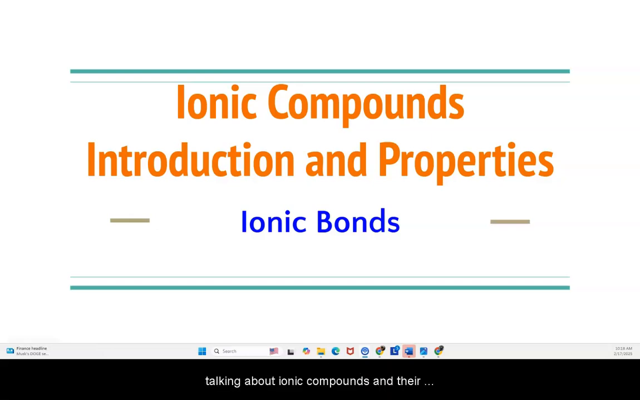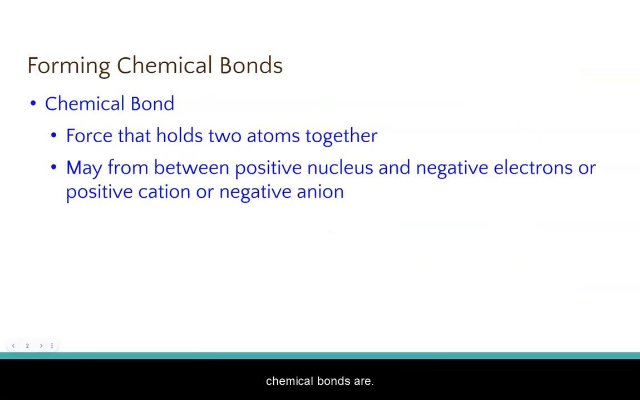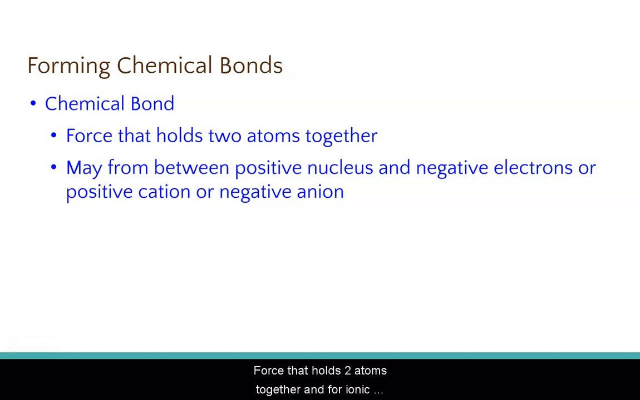Today we're going to be talking about ionic compounds and their properties and a brief introduction on what they are. Ionic compounds are chemical bonds, and chemical bonds are a force that holds two atoms together. For ionic compounds, it's going to be from a positive cation and a negative anion. When you lose electrons, you become positive.